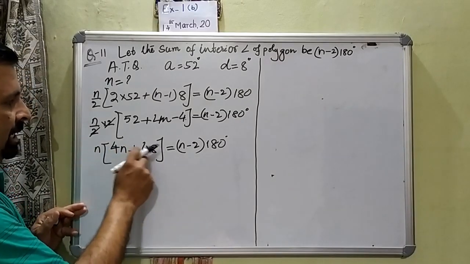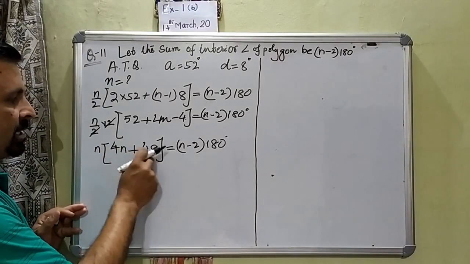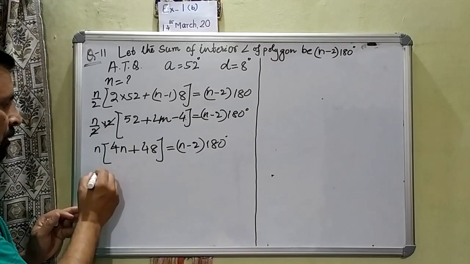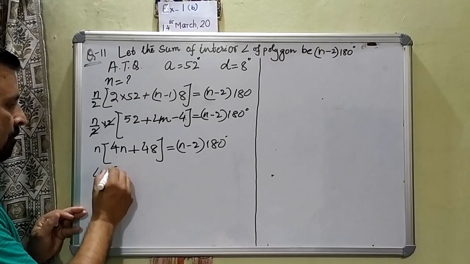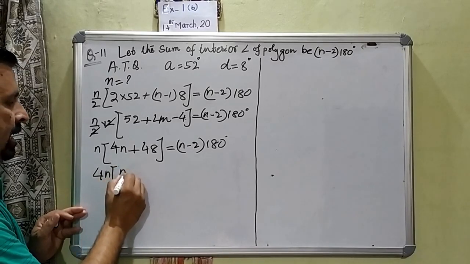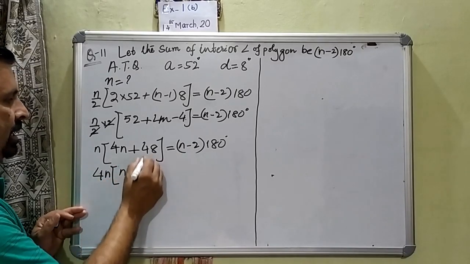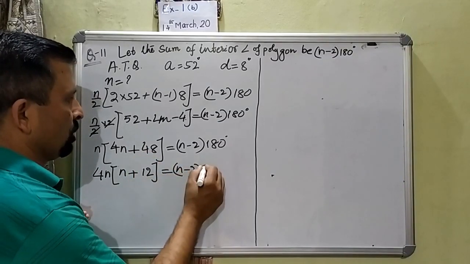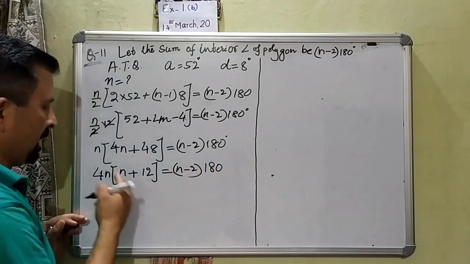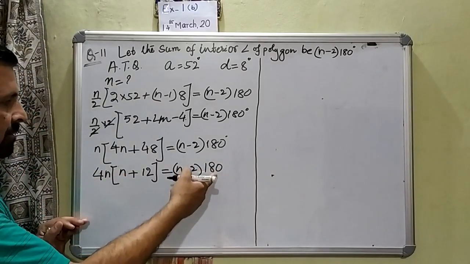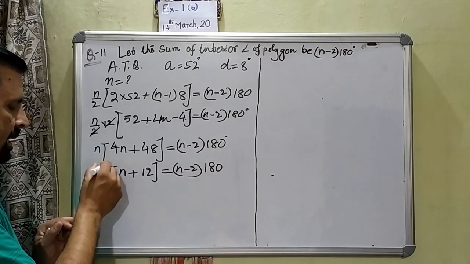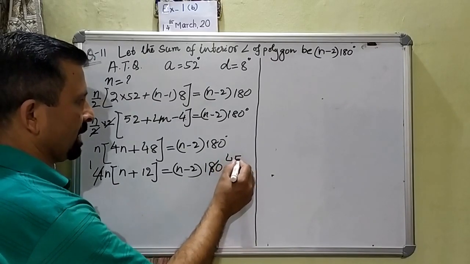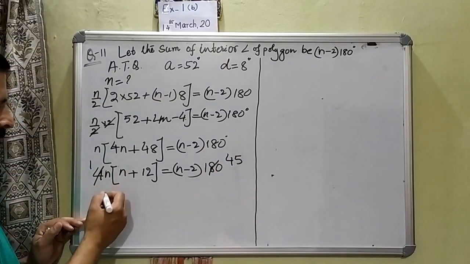After this, we can still see in this equation that there is a common divisor of these two terms. We take out the common divisor of 4 and 48, which is 4. So 4 into n, this is just n, and 48 divided by 4 will become 12. This is equal to (n minus 2) into 180. Now this 4 will go to the right hand side and we simplify it with 180. 4 ones are 4, 4 fours are 16, 4 fives are 20. So this is 45, and after this we can open the bracket.